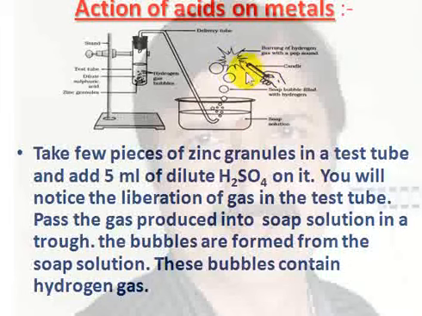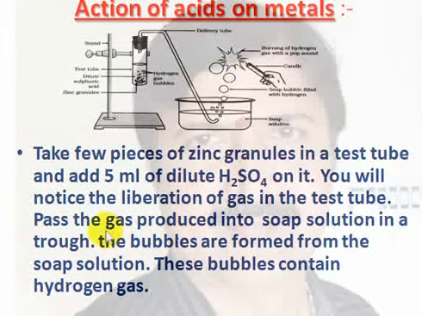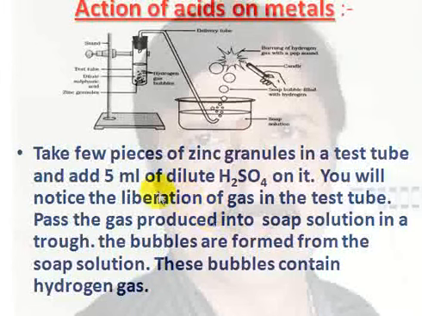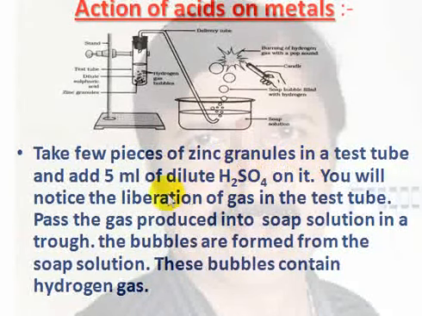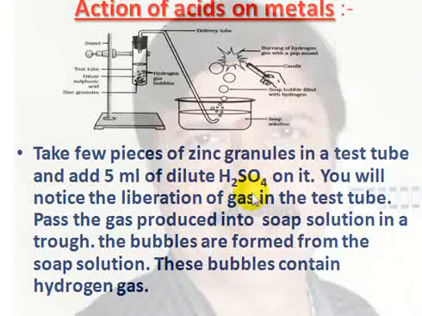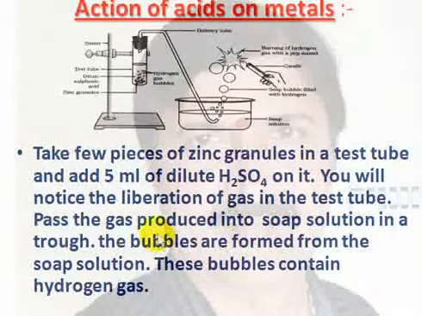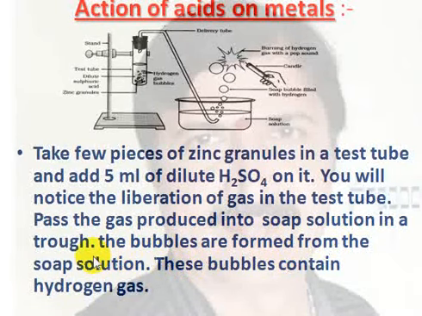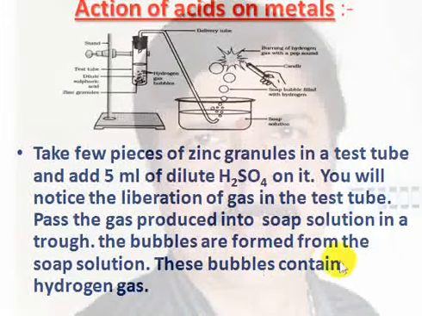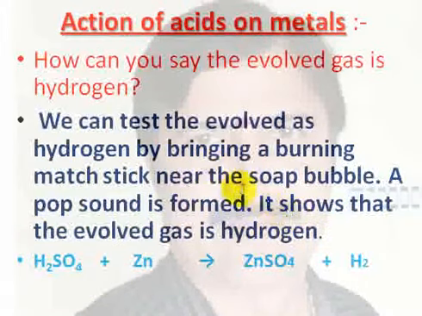If you bring a burning candle near the bubbles, they produce a pop sound. It shows that the gas released is hydrogen. So you can read it out. Here we have taken few zinc granules and added few mL of dilute sulfuric acid; hydrochloric acid can also be added. You will notice the liberation of a gas in the test tube. If the gas produced is passed to the soap solution in a trough, bubbles are produced. The bubbles contain hydrogen gas. If you bring a burning matchstick near the bubbles, they produce a pop sound.